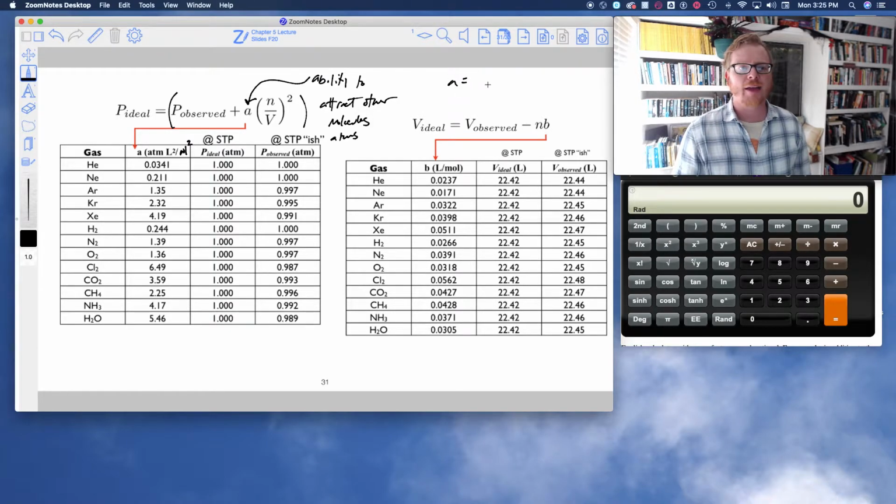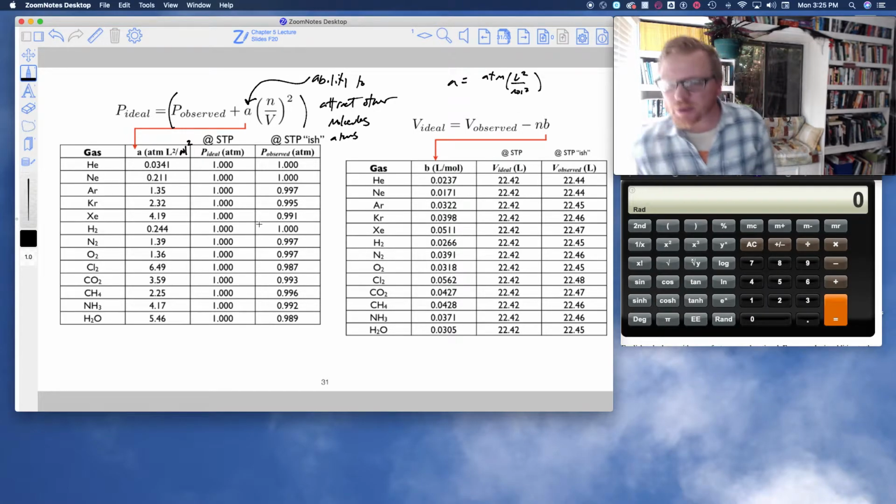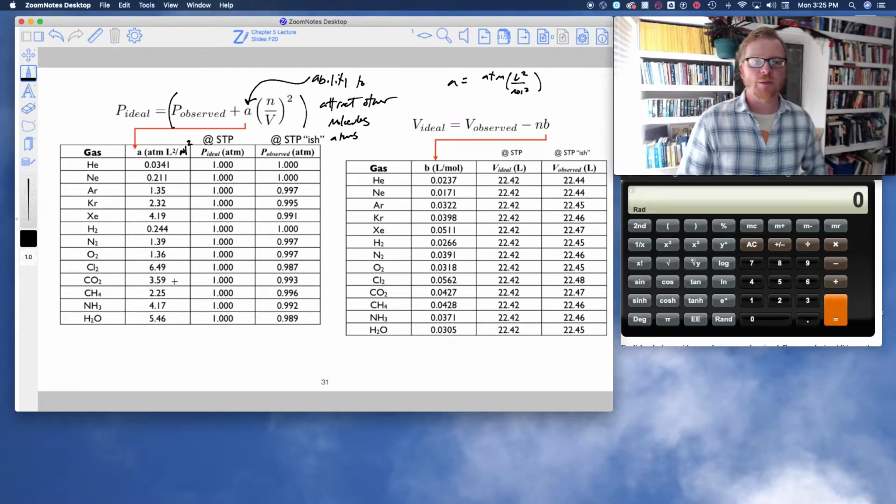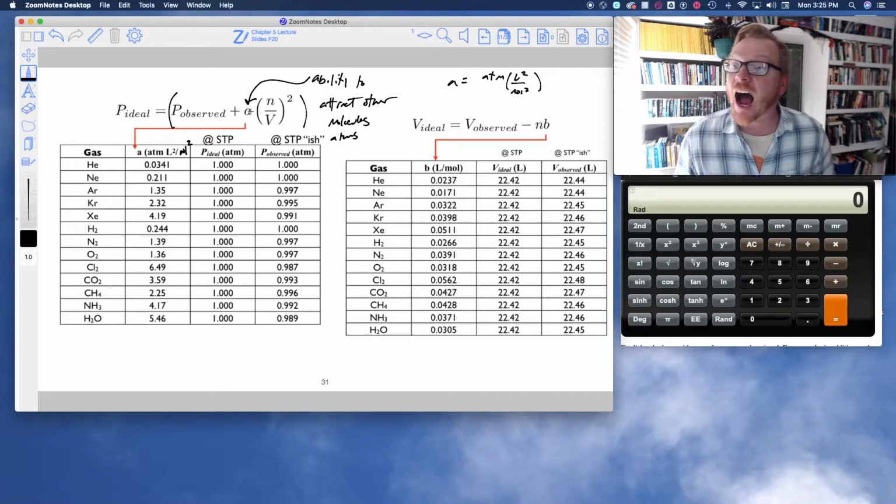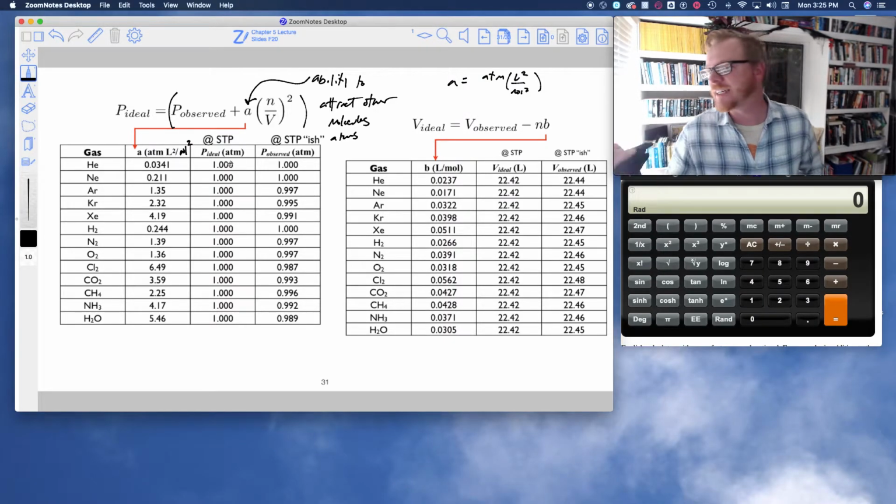So A has units of atm·L²/mol². So that's the units of A. For helium, A would be 0.0341 atm·L²/mol². It's a crazy unit, I realize, but what's important is that you understand the size of this A constant. Look, for helium, it's tiny, and so that means your observed pressure would be identical to your ideal pressure.